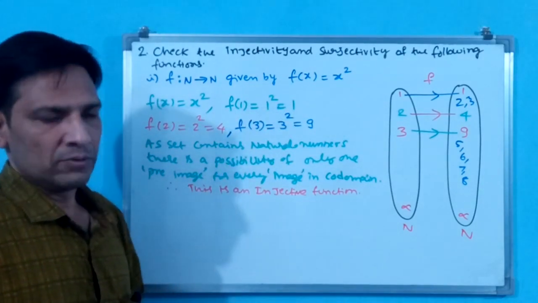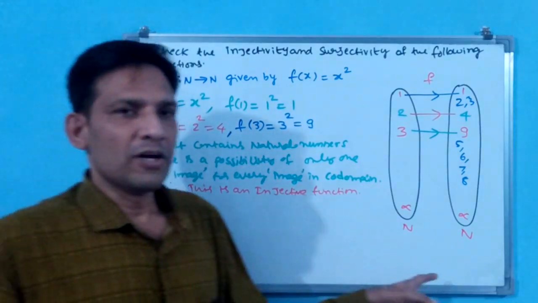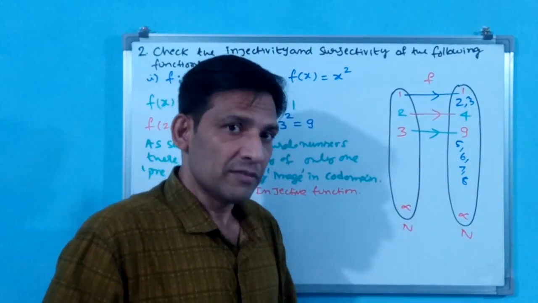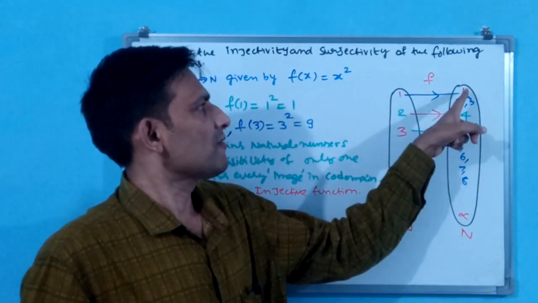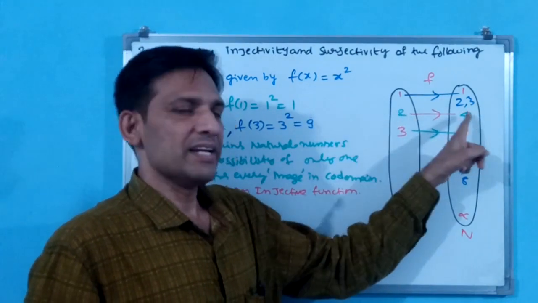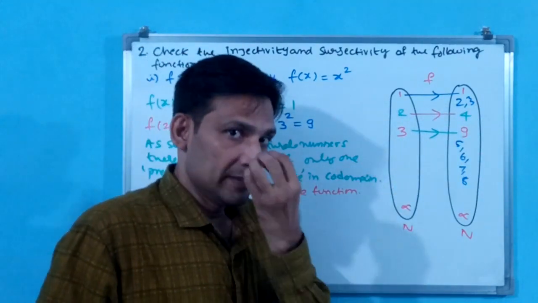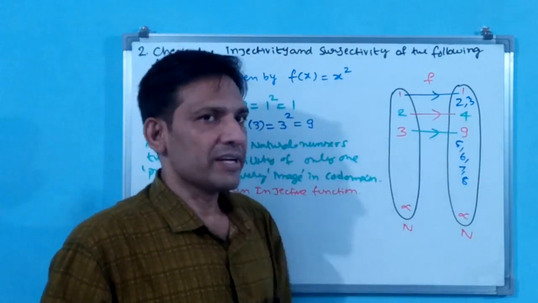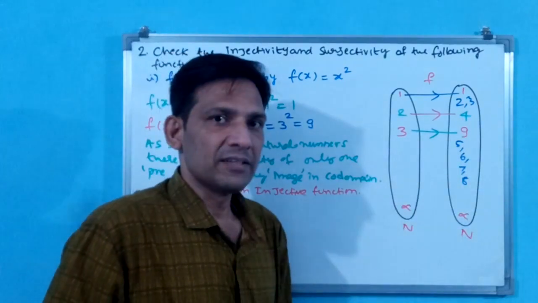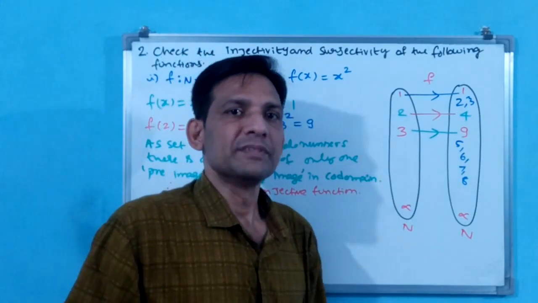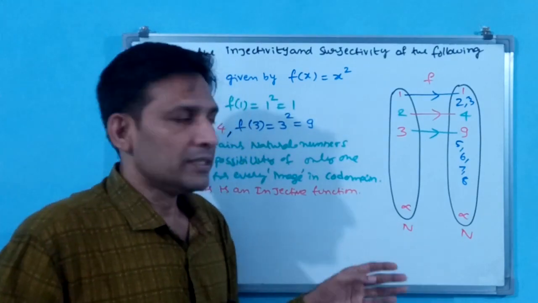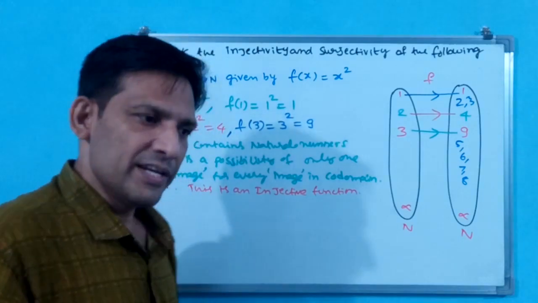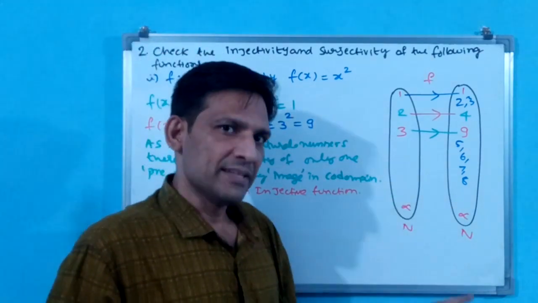Surjectivity means onto. Onto means here codomain and range should become equal. But is it going to become equal? No. Why? Because see, after 1, 4 is having relation. But what about 2 and 3? 2 and 3 don't have any relation. After 4, 9 is having relation. What about 5, 6, 7, 8? 5, 6, 7, 8 don't find any pre-image.